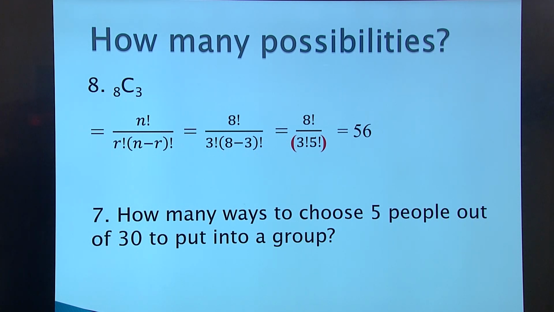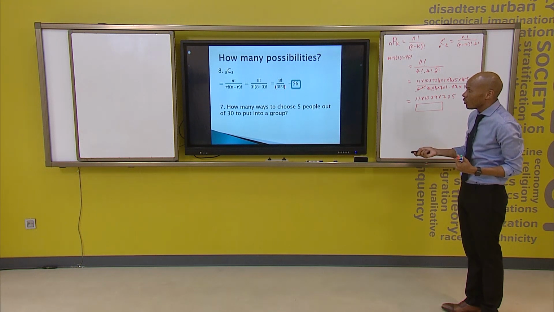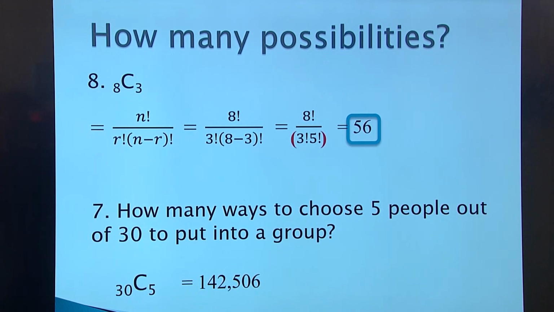So in the next question, how many ways are there to choose 5 people out of 30 to put in a group? You want only 5 people, right, to put in a group. And the total is 30. The question you have to ask yourself is, does the order really matter? What do you think? I don't think the order matters, because you just need 5 people in a group, right? So in that case, you're just going to choose combinations. And when you work it out, it's going to be that value there, all right?